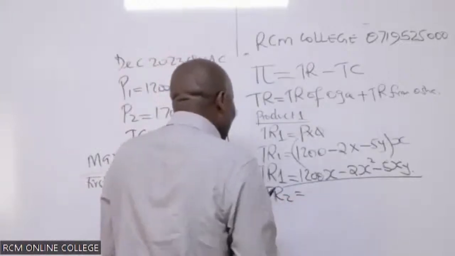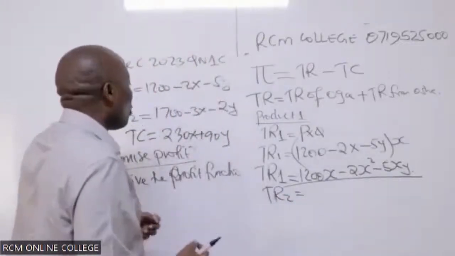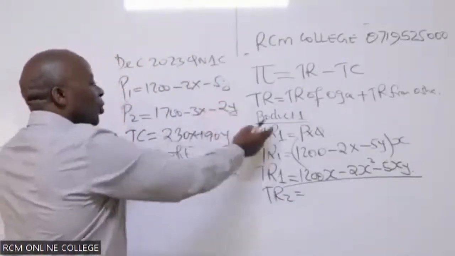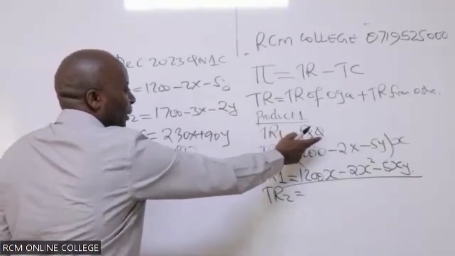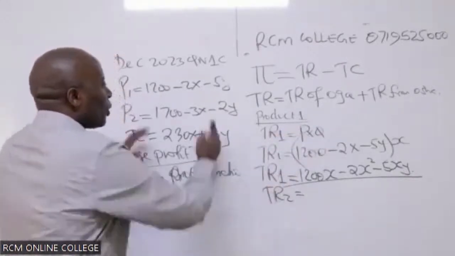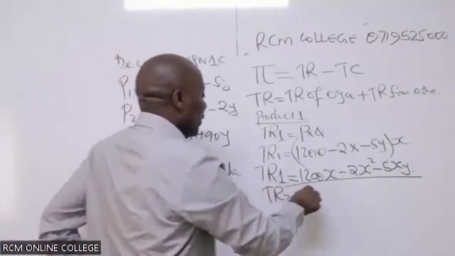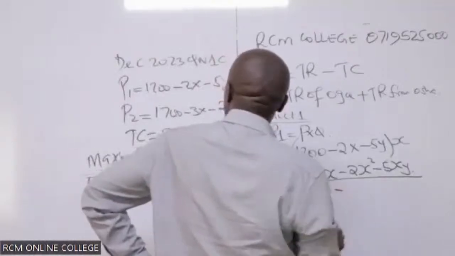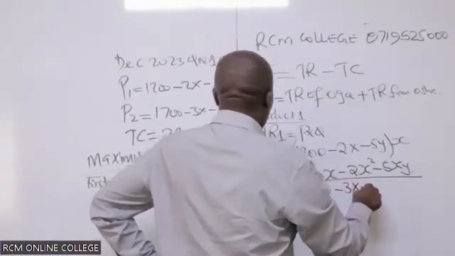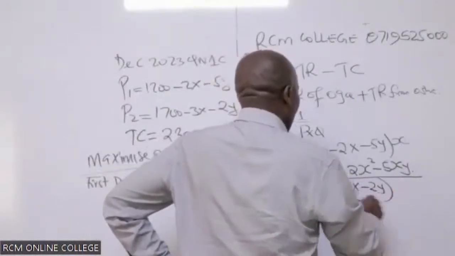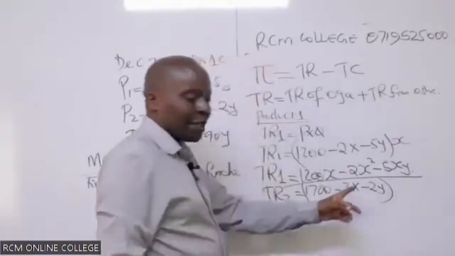So how do we get total revenue two? We need price two, because this is the formula. It's price two times quantity two now. So the second price here is 1,700. This is 1700 minus 3x minus 2y. This is the price times the quantity.